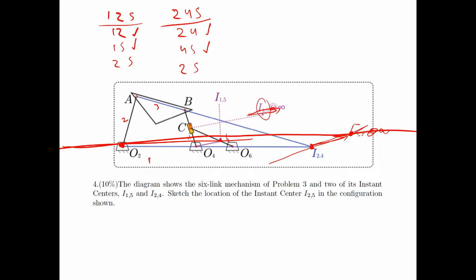So we have 2,4 and 4,5 off in infinity. We have 1,2 and 1,5 here. Those are going to intersect at this point. That is where 2,5 would be. So we'll use these two combinations of 3 bodies to find the location of 2,5.